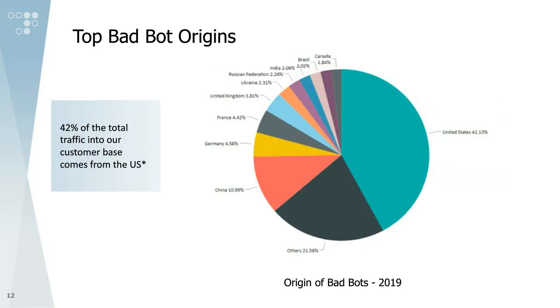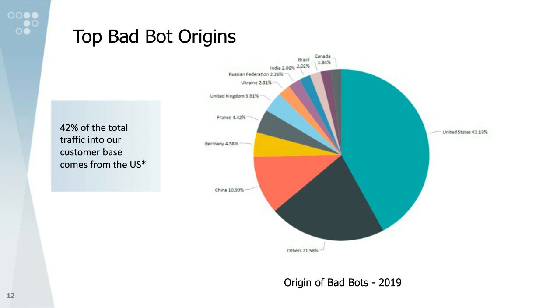Bad bots leverage proxy servers to disguise identity and misrepresent their location or regions. What we see in our customer base is that in 2019, 42% of the bad bots originated from the US. That's an increase from 2018. Again, remember that it reflects our customer base and takes into consideration some spoofed IPs as well.